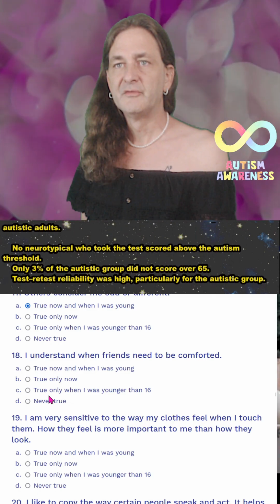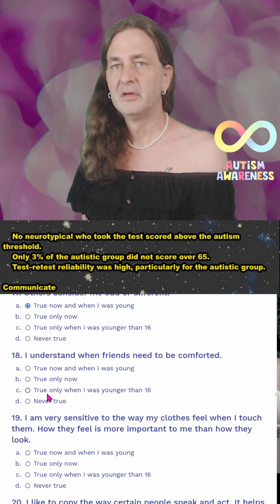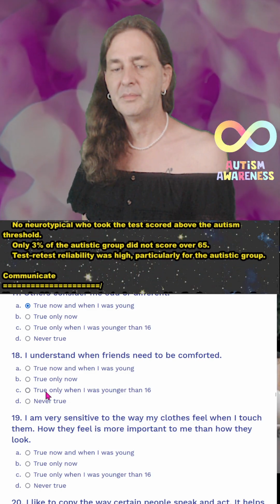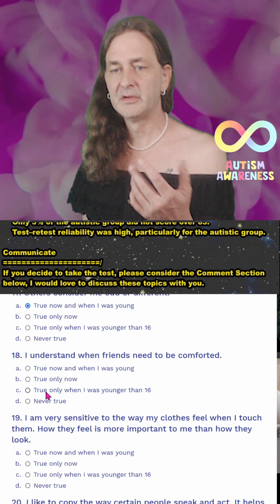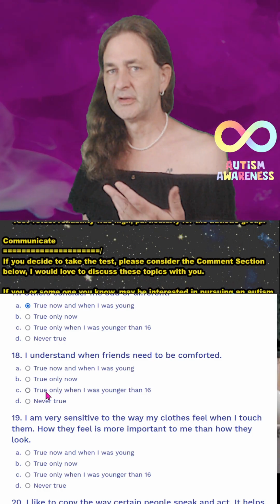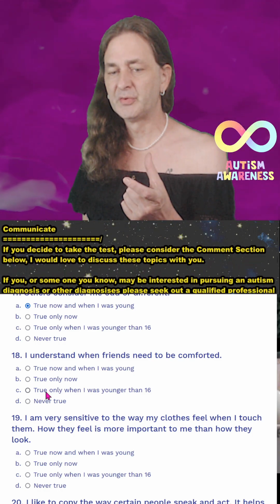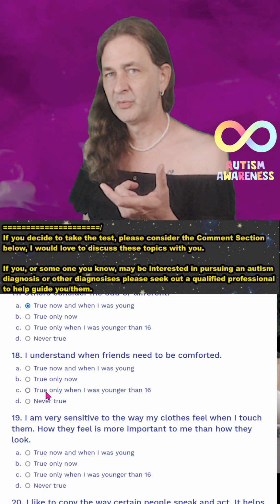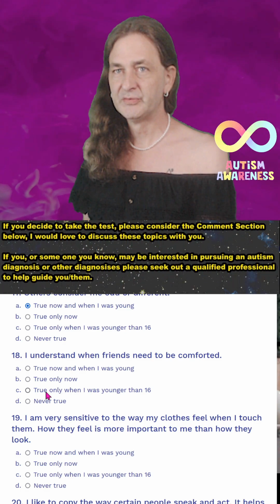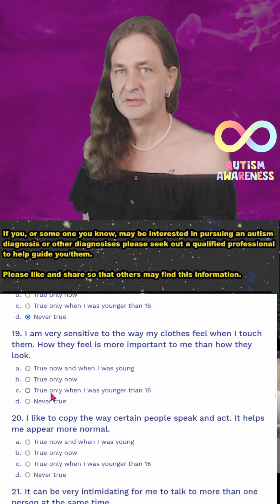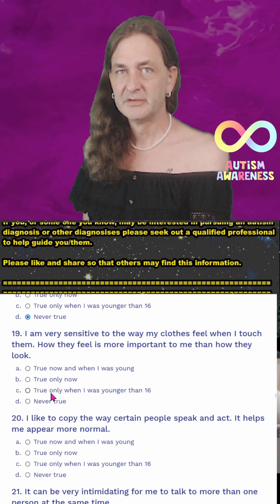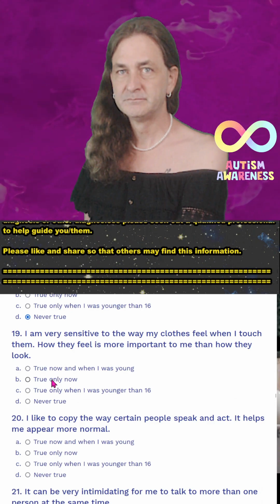I understand when friends need to be comforted. No, I don't. I'm really pretty blind to things. Even my own mother, if she's sick, I'm not able to really distinguish between if she's upset, maybe with me, or if she's just under the weather. So it's never true, really. That's why I enjoy clear, concise communication.